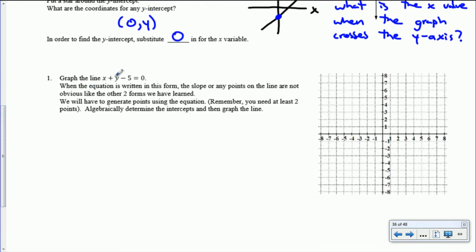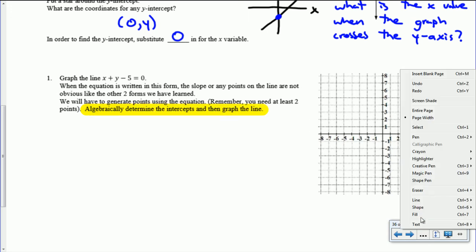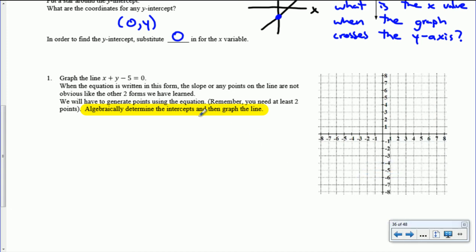Alright, so here we have an equation in general form, x plus y minus 5 equals 0. We're trying to graph it. So when the equation is written in this form, the slope or any points on the line are not as obvious like the other two forms we've looked at. So we can generate points using the equation. Remember, you need 2 points, and we're needing to algebraically determine the intercepts and then graph the line. So that's what we're going to do. So let's start with the x-intercept.